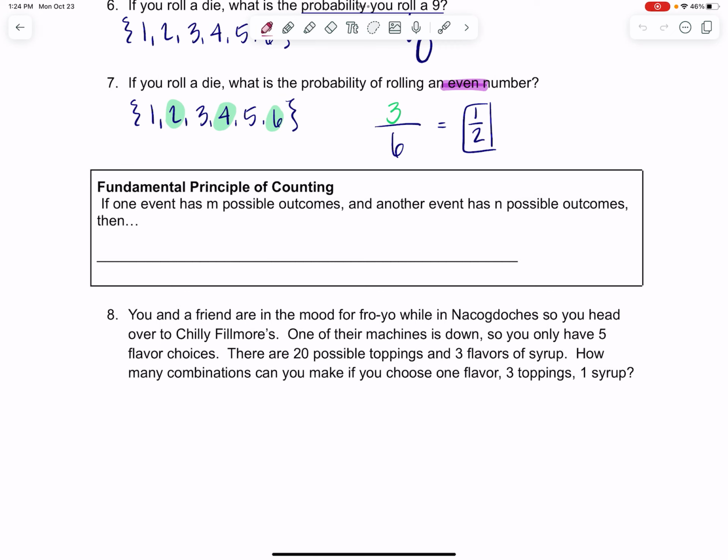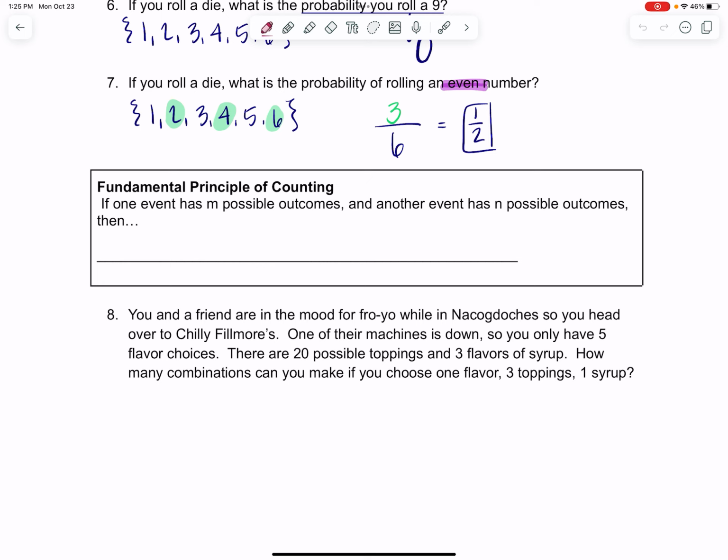Hi guys. In this section of our probability lesson, we're going to take a look at the fundamental principle of counting. The fundamental principle of counting gives you a really quick and easy way to find the total number of ways there is to complete a task.